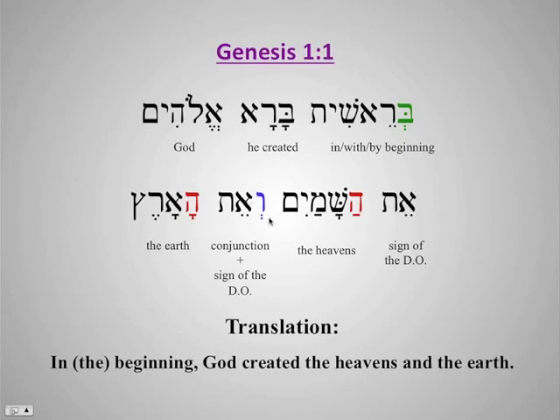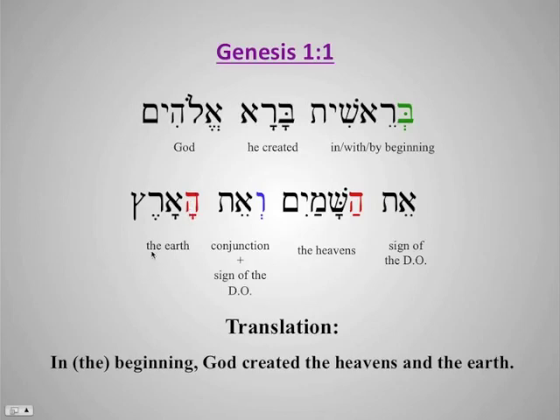Next, what we get is a vav, which is, again, our prefixed conjunction, which translates to and. It's followed by another sign of the direct object. Again, this et is just a word. We don't translate it. It's just telling you that what follows is another direct object of the verb. And again, our last noun there also has a definite article. Aretz is the word for earth, and ha'aretz is the earth. So again, we have a prefix definite article, that hey there translates to the.